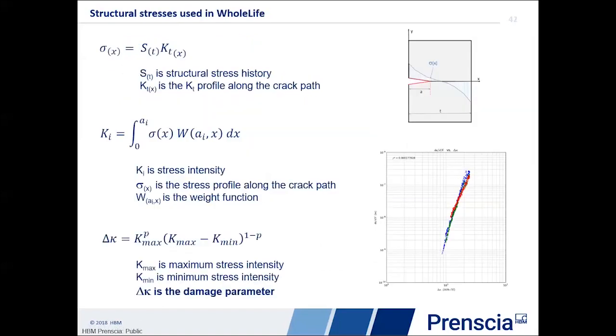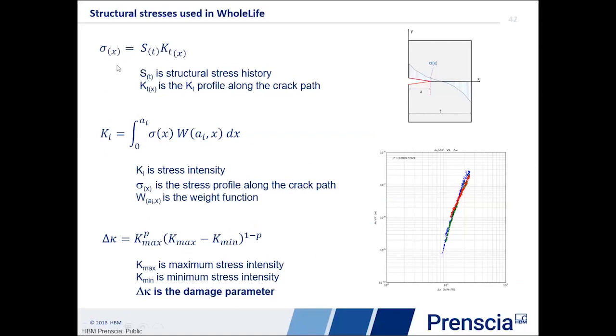What we're doing in WholeLife is taking those structural stresses. In fact, that's what's coming up here. We're bringing in those structural stresses, and the first thing we do with those structural stress histories that were the damage parameter in seam weld is we multiply them by the KT factors, which are the stress concentration factors across the weld path. So now we actually have a detailed stress along the weld path over time.